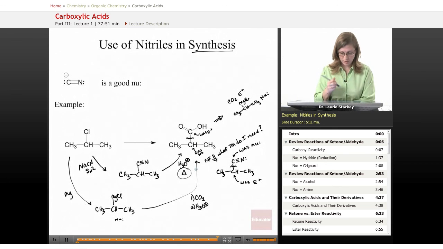And in the next lesson, we're going to look again at these carboxylic acid derivatives and think about what reactions they undergo and how we can synthesize each of those functional groups.